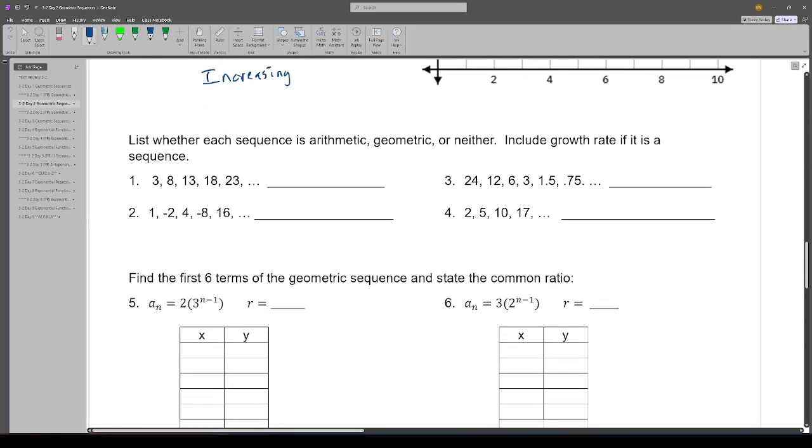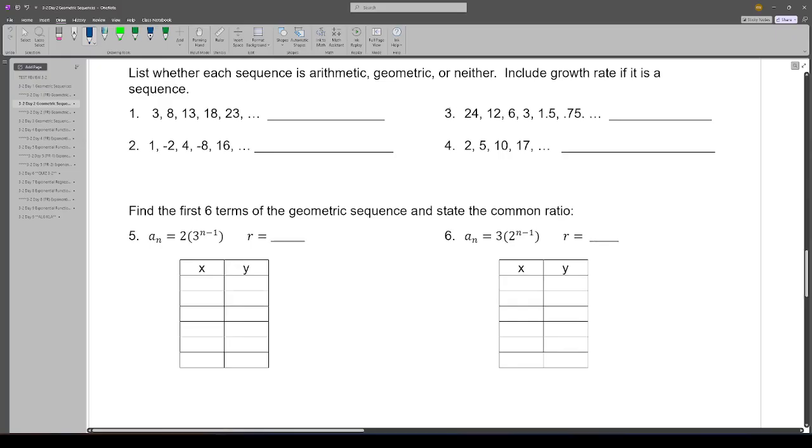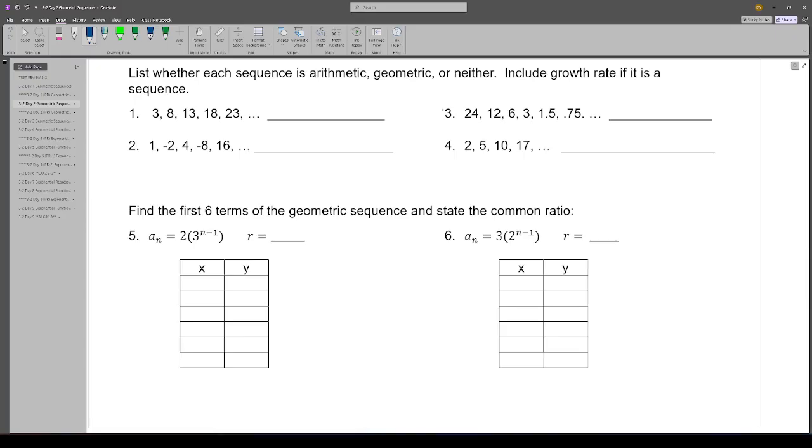All right. List whether each is arithmetic, geometric, or neither. Include growth rate if it is a sequence. Growth rate is an interesting thing here, so we'll see what we have. So here I can see 3 to 8 would be times something terrible, but it's plus 5. This is also plus 5, plus 5, plus 5. So this one is arithmetic. And we have a common difference, which is equal to 5.